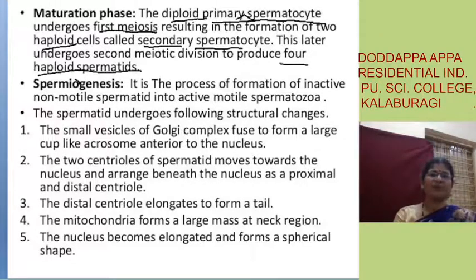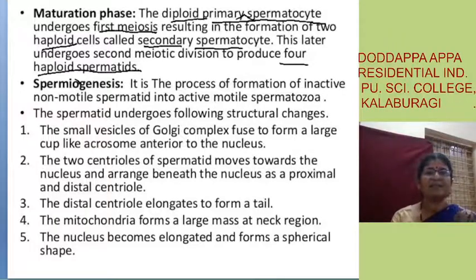Fine. Next process is spermiogenesis. I already told what spermiogenesis means. It is the process of formation of inactive non-motile spermatid into active motile spermatozoa. Usually children get confused with 3 terms: spermatogenesis, spermiogenesis, spermiation. Spermiation is the release of sperms from Sertoli cells. We will read this term in coming PPTs.